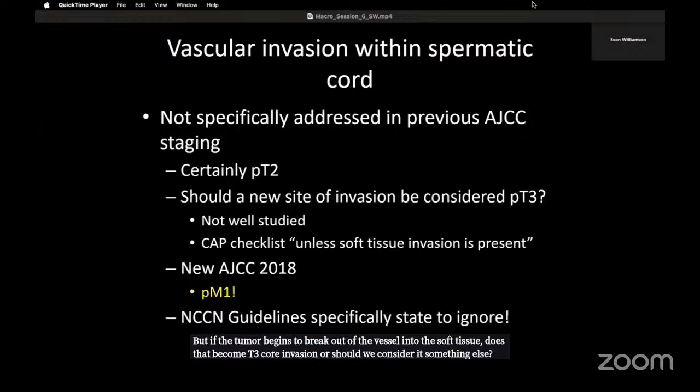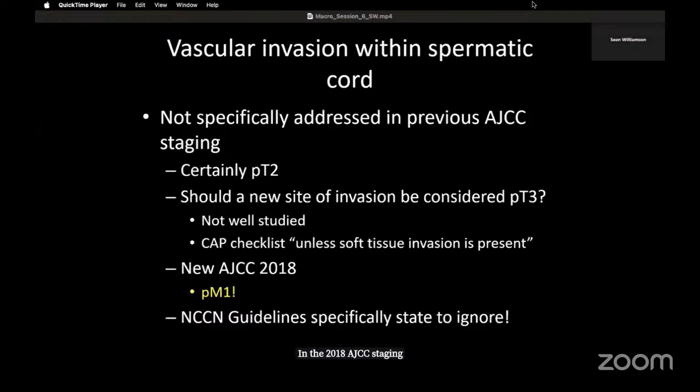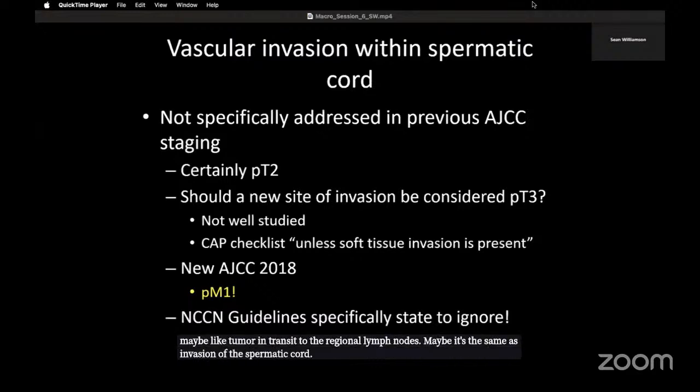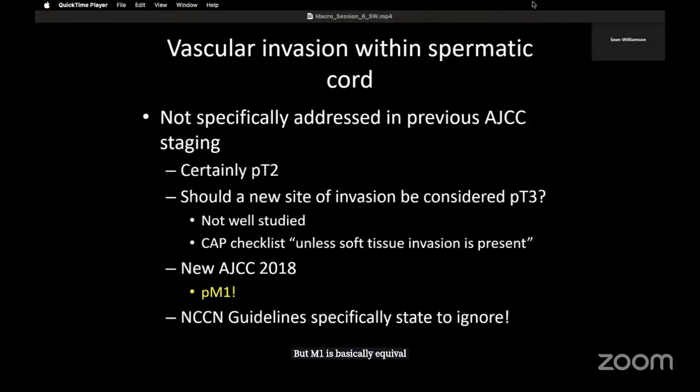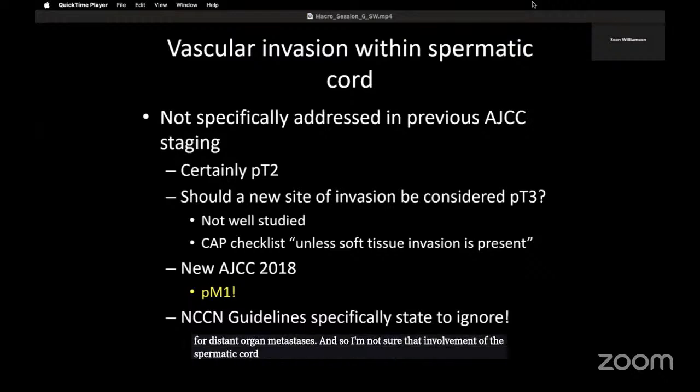In the 2018 AJCC staging system, this was changed to pM1, or metastatic. And that has perplexed me because intuitively, I would think that this is maybe like tumor in transit to the regional lymph nodes. Maybe it's the same as invasion of the spermatic cord, but M1 is basically equivalent to lung metastases or distant organ metastases. And so I'm not sure that involvement of the spermatic cord as a discontinuous nodule is necessarily as bad as that.